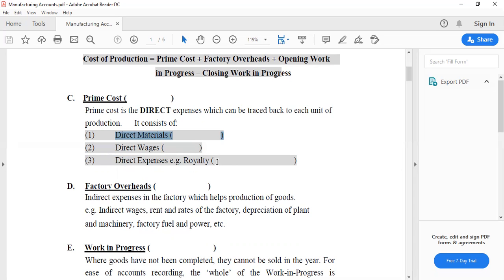So say, for instance, in this loaf of bread, the indirect material could be what? What could be the indirect material? It's hard to identify one that cannot be directly traced to the final output. Say, for instance, on furniture.